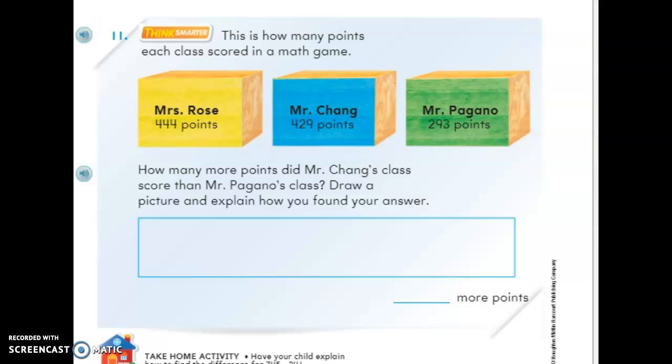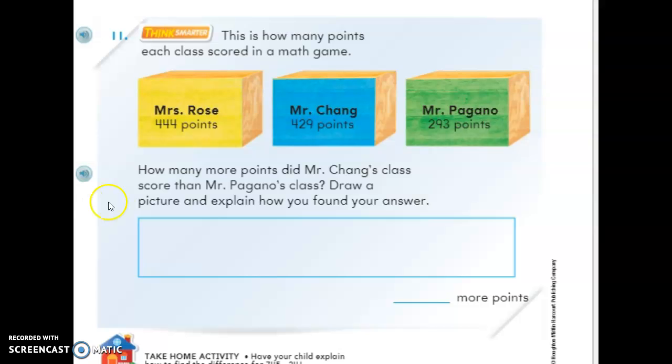All right, now we are on number 11. It says this is how many points each class scored in a math game. So the first box says Mrs. Rose, 444 points. The second box has Mr. Chang scoring 429 points. And the last one, Mr. Pagano, his class scored 293 points.